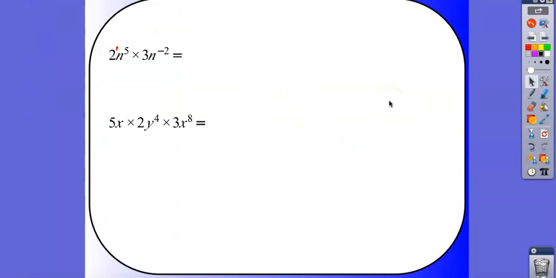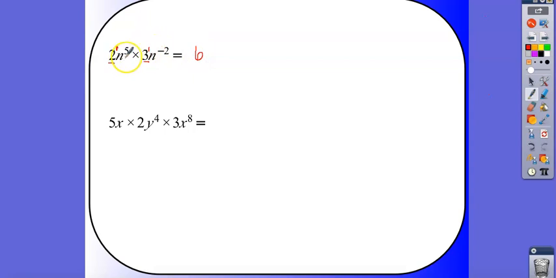Okay, let's give these a try. On this one right here, you could think of the 2 as having an exponent of 1, 2 to the 1. And you have n to the 5th power. That 5 does not go on the 2. The 5 is only on the n. Then I'm going to multiply 3, which you could think of as having the power of 1, times n to the power of negative 2. So when I go to multiply those, I'm going to multiply the 2 and the 3 together, and I get a 6.